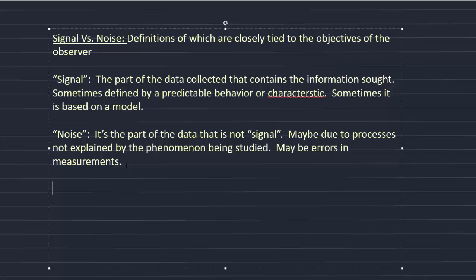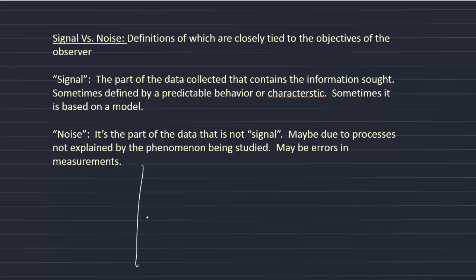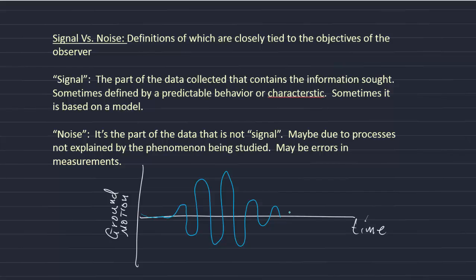So let me just sketch something out for you here to give you a little bit of an intuitive picture of what noise might be. Let's say we're seismologists and we're measuring the motion of the ground as a function of time. And here's our ground motion. And say we're measuring the motion due to a distant earthquake. And the signal we might seek is something that has a relatively certain wavelength characteristic, for example, a certain onset time and rate of amplitude increase.